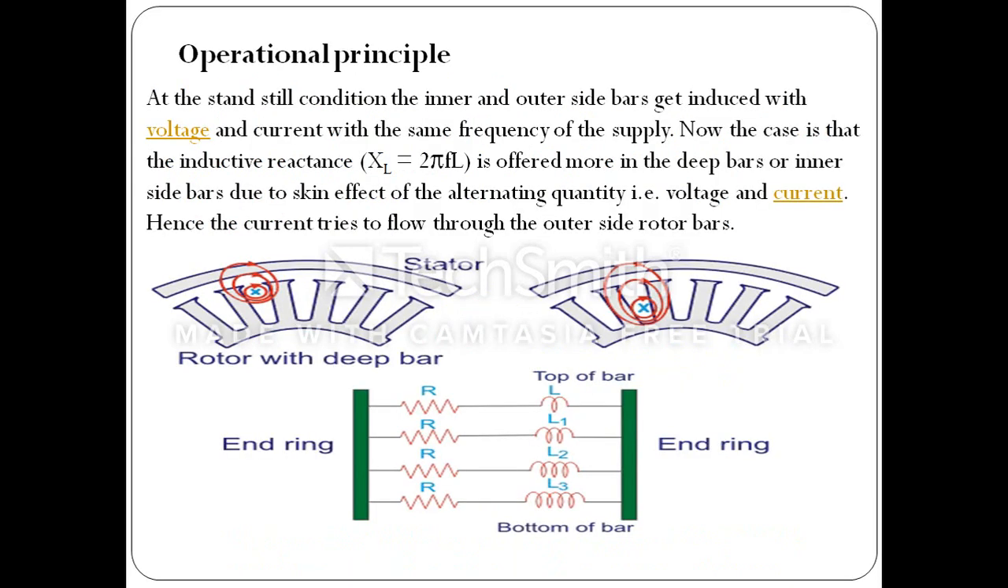Now, the operational principle. At a standstill condition, the inner and outer side bars get induced with a voltage and current with the same frequency as the supply. Now, the inductive reactance, that is XL equal to 2 pi FL, is offered more in the deep bar or inner side bar due to the skin effect of alternating quantities, voltage and current. Hence, the current tries to flow through the outer side of the rotor bar as shown in the figure.